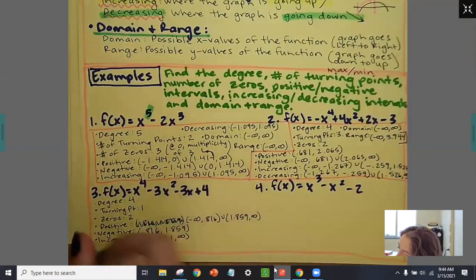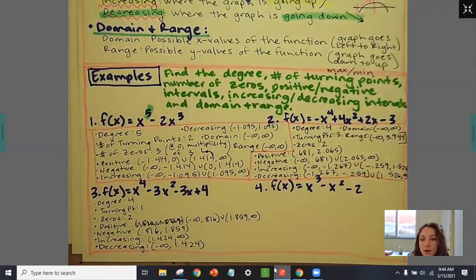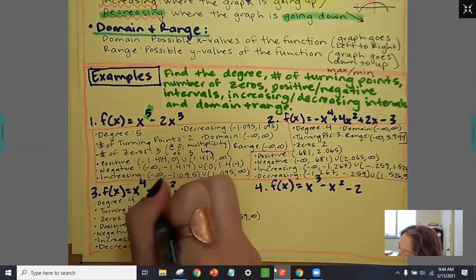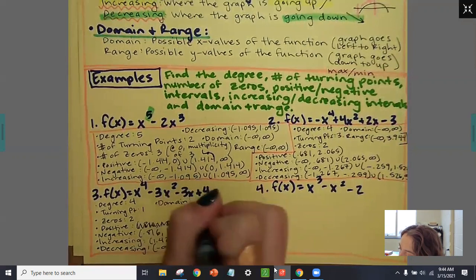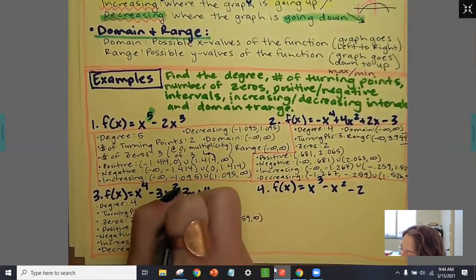To positive infinity, and then it was decreasing from negative infinity to 1.424. Okay, now we're going to look at our domain and range, and the domain, hopefully everyone can get this one right, is going to be from negative infinity to positive infinity, but then the range is a little bit different.